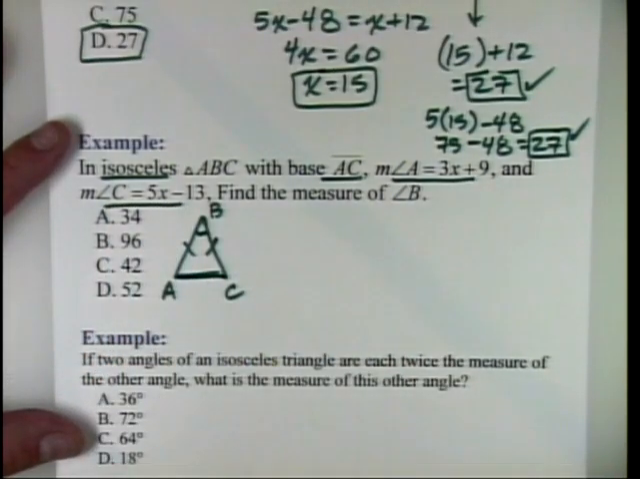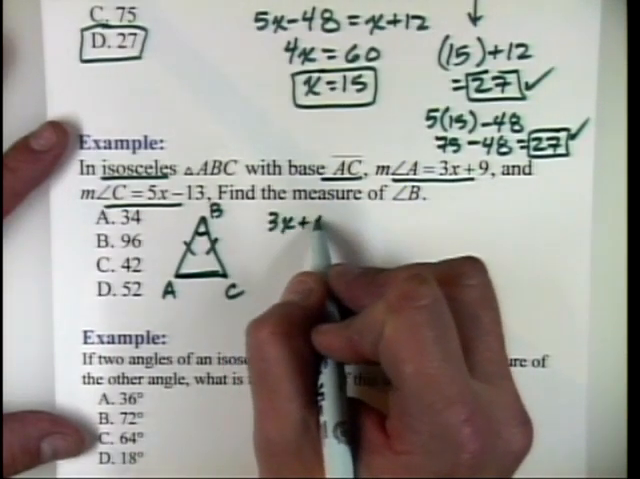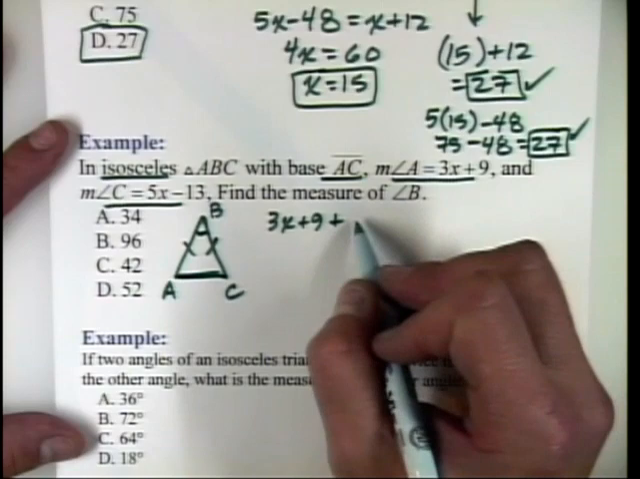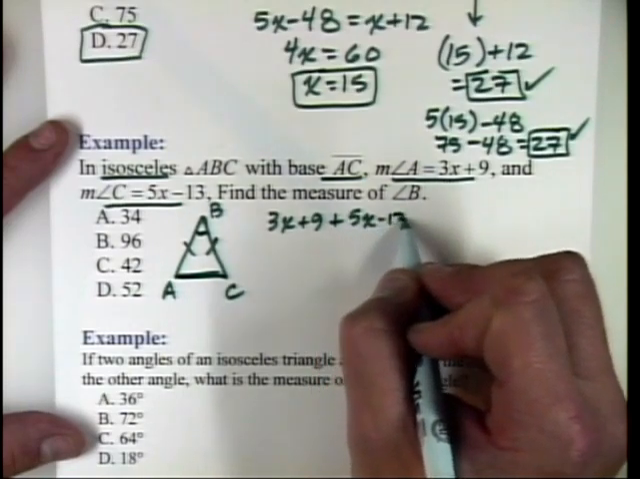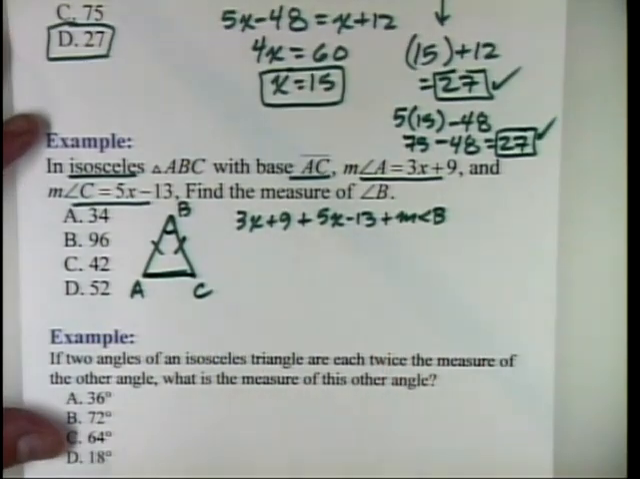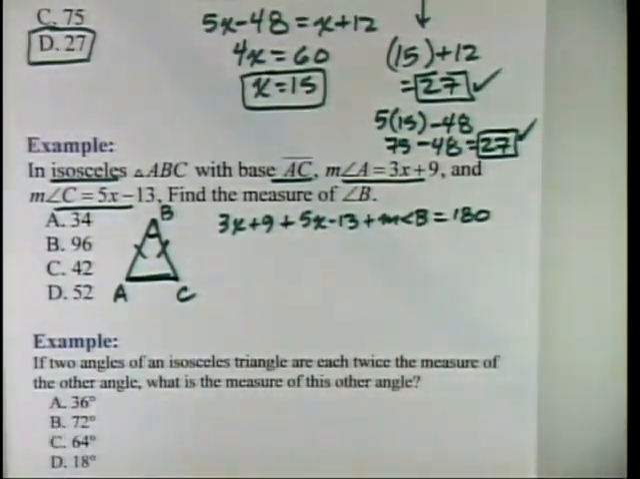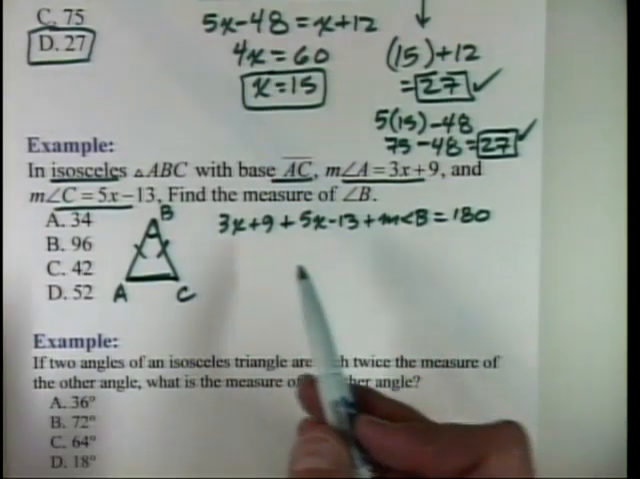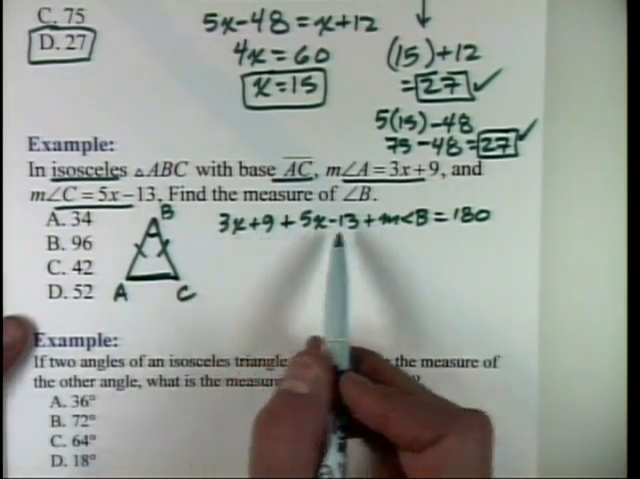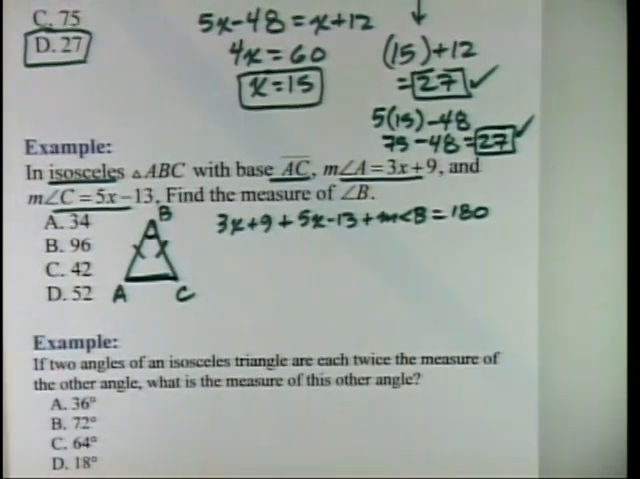Okay, so here's one way to do it. I can say that the measure of angle A, which is 3x plus 9, plus the measure of angle C, which is 5x minus 13, plus the measure of angle B, which I don't have a variable for, has to equal 180. I know that. But I can't do anything with this expression yet because I have two unknowns in one equation. I have x and the measure of angle B. So I'm kind of stuck.